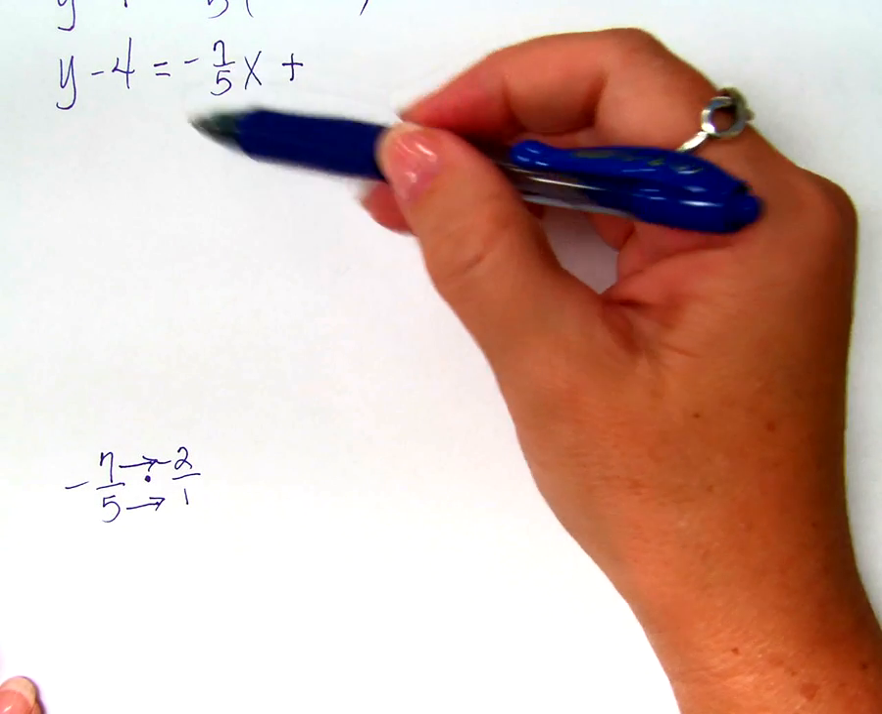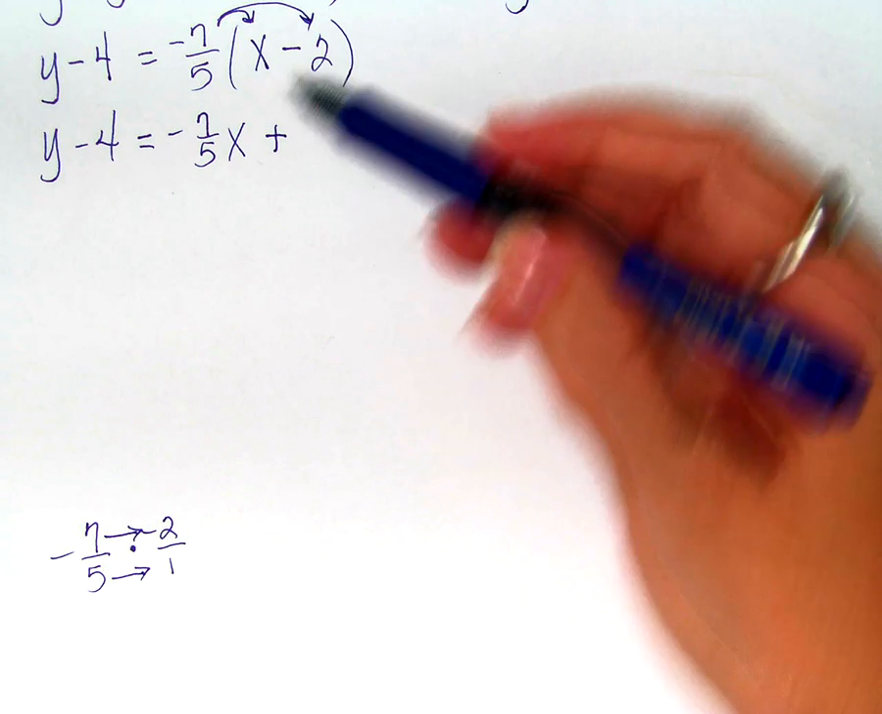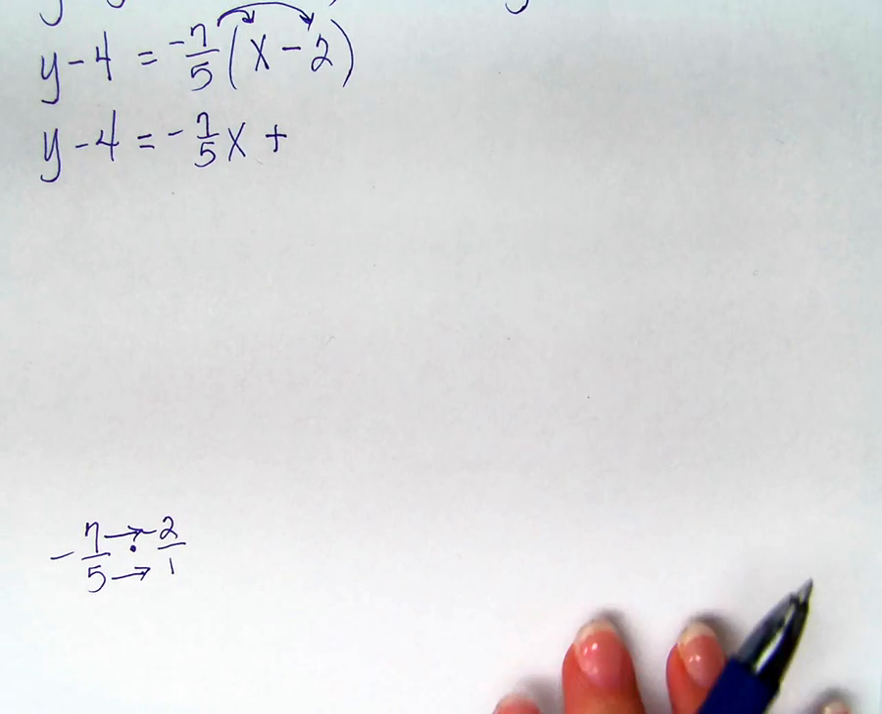I just took the negative 7/5 and I'm distributing it to the negative 2. So I wrote down 7 over 5 and 2 over 1. I just gave myself two fractions to work with.